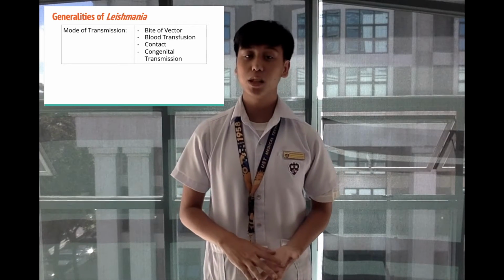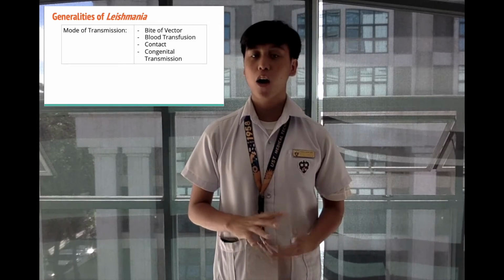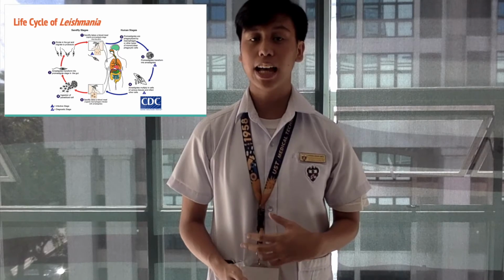So for the mode of transmission, the most common mode of transmission is the bite of the vector. But there are also cases wherein blood transfusion, contact, and congenital transmission were modes of transmission of Leishmania. So for the life cycle of Leishmania or leishmaniasis, it starts when the sandfly or any vector ingests blood from the final host as a meal.